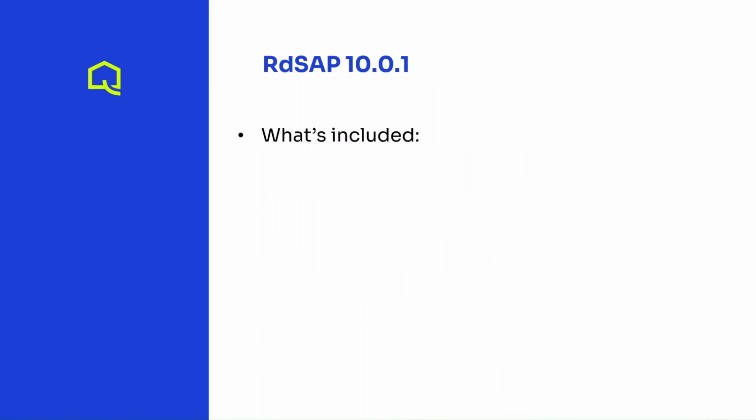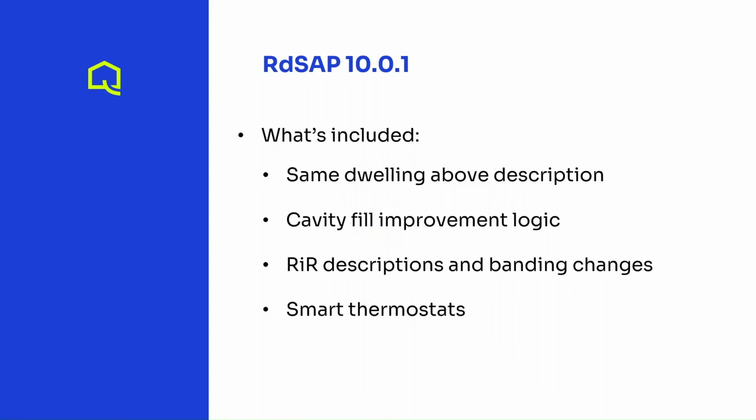So what's going to be in 10.0.1 then? First is a new roof description allowing for same dwelling above. Next is amending the logic behind the cavity wall insulation improvement measure. Roof room description and banding calculation changes are also included. And finally, the update allows for the implementation of smart thermostats as part of the heating controls. So let's have a look at each of these in turn to see what they're about.